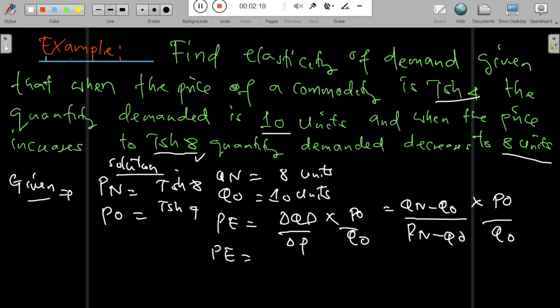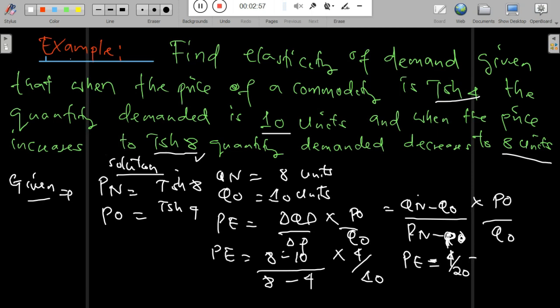So from the formula, price elasticity by using the formula approach is given by change of quantity demanded over change of price, times Po over Qo. The change of quantity is given by Qn, the current quantity, minus the base year quantity, divided by the current price minus the base year price, times Po over Qo. So it will be 8 minus 10, over 8 minus 4, times 4 over 10. When you calculate, it means 4 over 20, that gives you 0.2. So that will be the price elasticity of demand by using the formula approach.